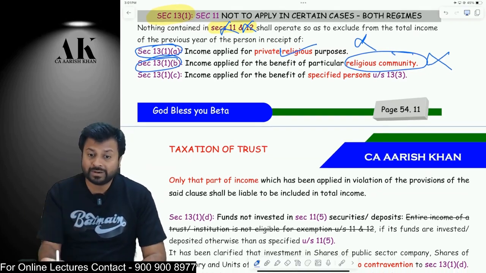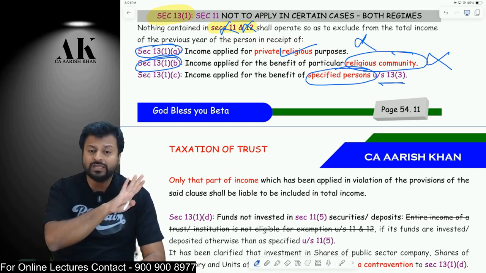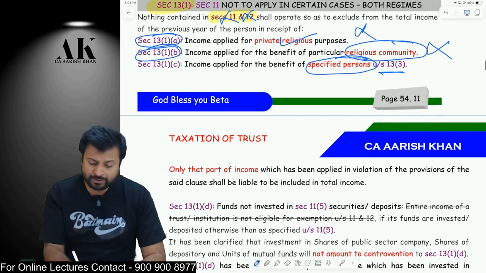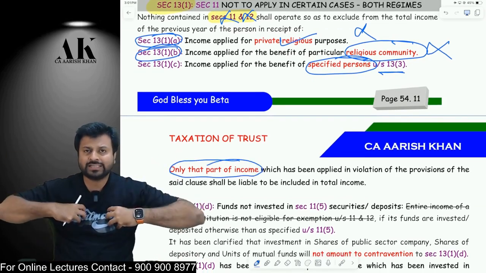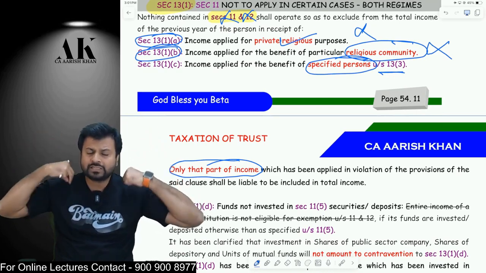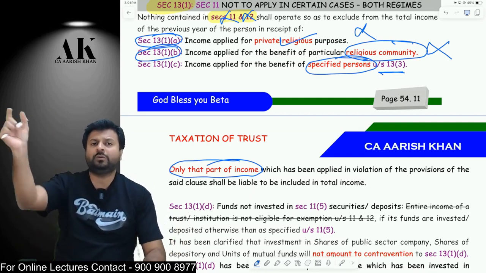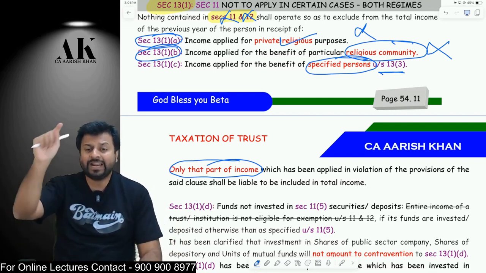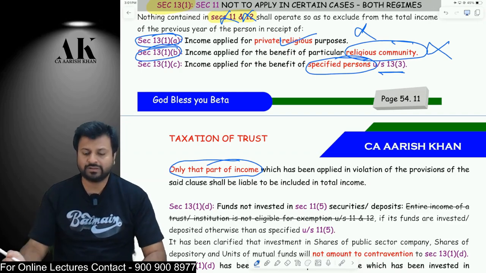If you apply the money for the benefit of specified person under 13.3, then you will not be eligible for exemption under section 11 and 12 only for that portion of income, not for the entire income. If a trust has an income of 100 crore rupees and 1 crore rupees is applied for the benefit of specified person, then only 1 crore rupees will not be eligible for exemption. Remaining 99 crore will be eligible for exemption. Now you will ask me a question. Sir, what do I mean by specified person?